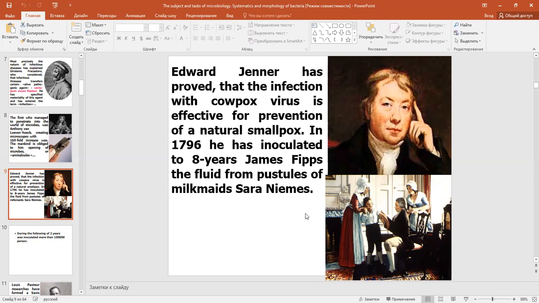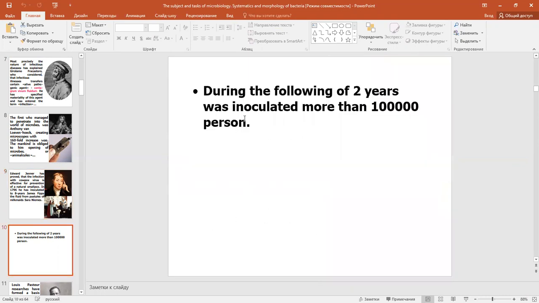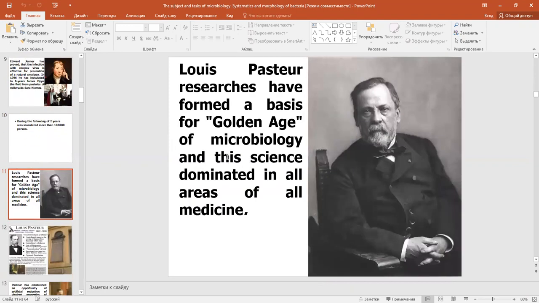He was very busy, but he did it, and he did save lives during the following two years. He inoculated more than 100,000 persons, and he did help them. The first scientist who developed the theory of vaccination was Louis Pasteur, a French scientist.